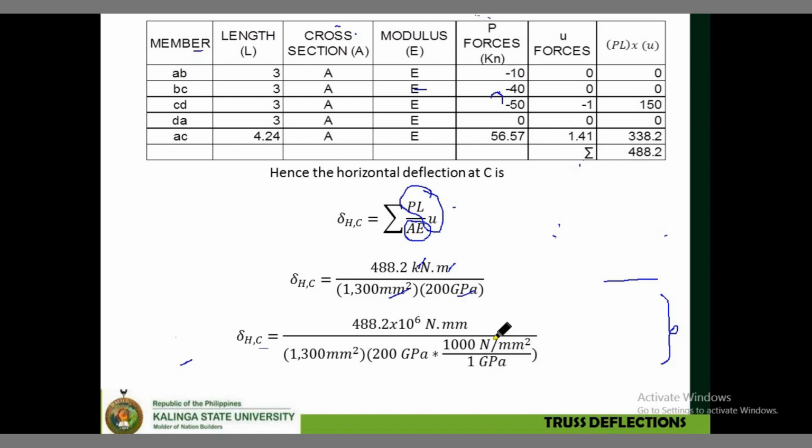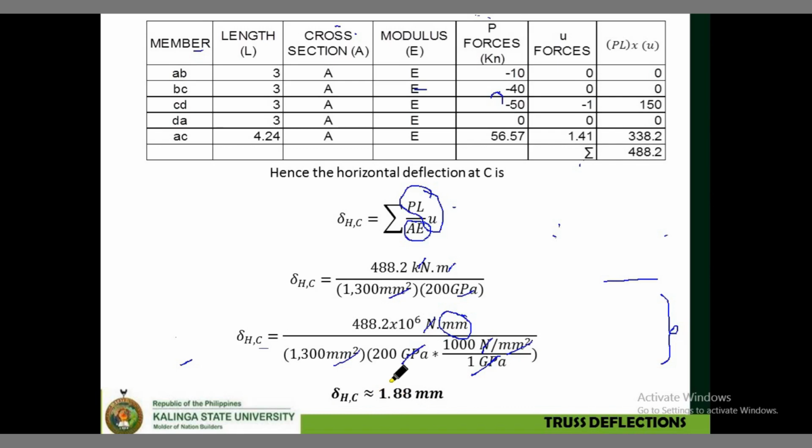Bakit ko kailangang i-convert? Now, if you try to look at this one, gigapascal, magka-cancel din. Newtons, magka-cancel din. Millimeter squared. So, here, ang maiiwan na lang na unit ko is millimeter. So, the horizontal deflection at point C, the unit should be in millimeters. Kasi yun yung lumabas sa calculation ko. Now, if you try to input these values in your calculator, the horizontal deflection at point C is equal to 1.8 millimeters.